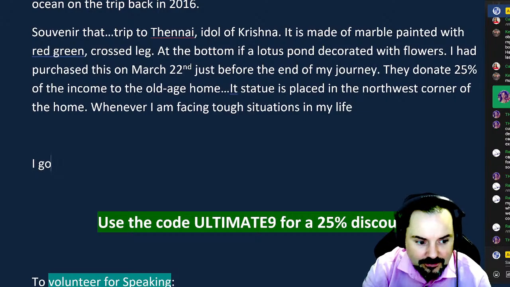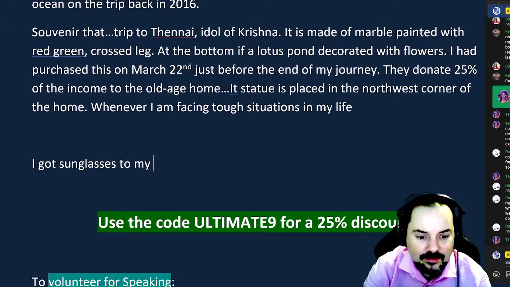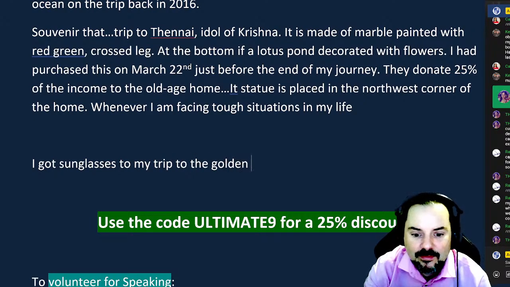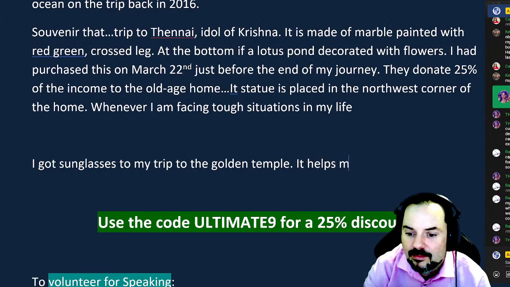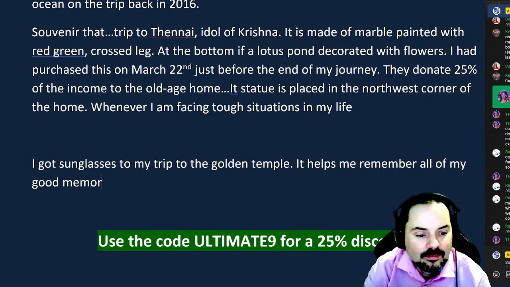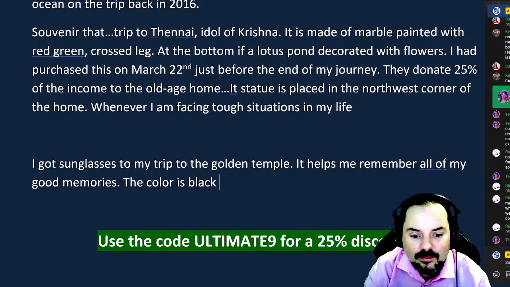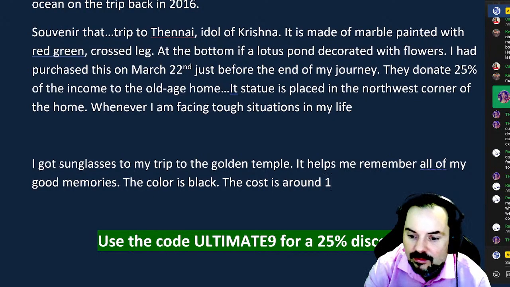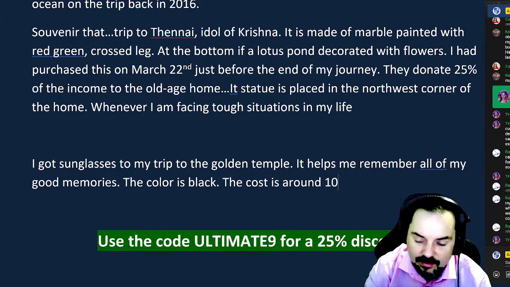I got sunglasses on my trip to the Golden Temple, which is quite a popular place in Amritsar city, and it definitely helps me to remember all of the good memories I had on that trip. The size of the sunglasses is medium, which was suitable for my face, and the color of the glasses is black. The cost of these glasses is around 1,000 rupees. In fact, my sister bought it for me from the shops on the Golden Temple Street.